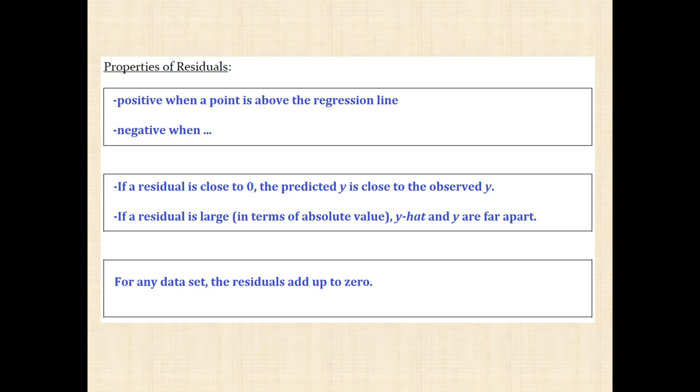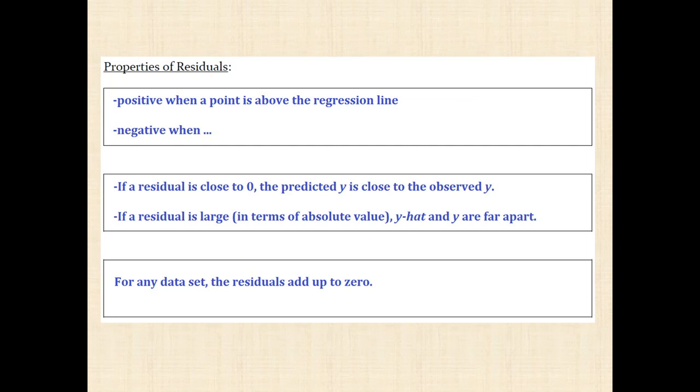If the residual is not close to 0, that means that the observed y value and the predicted y value are far apart. As far as the predictions go, you'd want to see more small residuals, more residuals close to 0 for the predictions from that model to be more trustworthy. The last thing on this slide, for any data set, the residuals add up to 0.